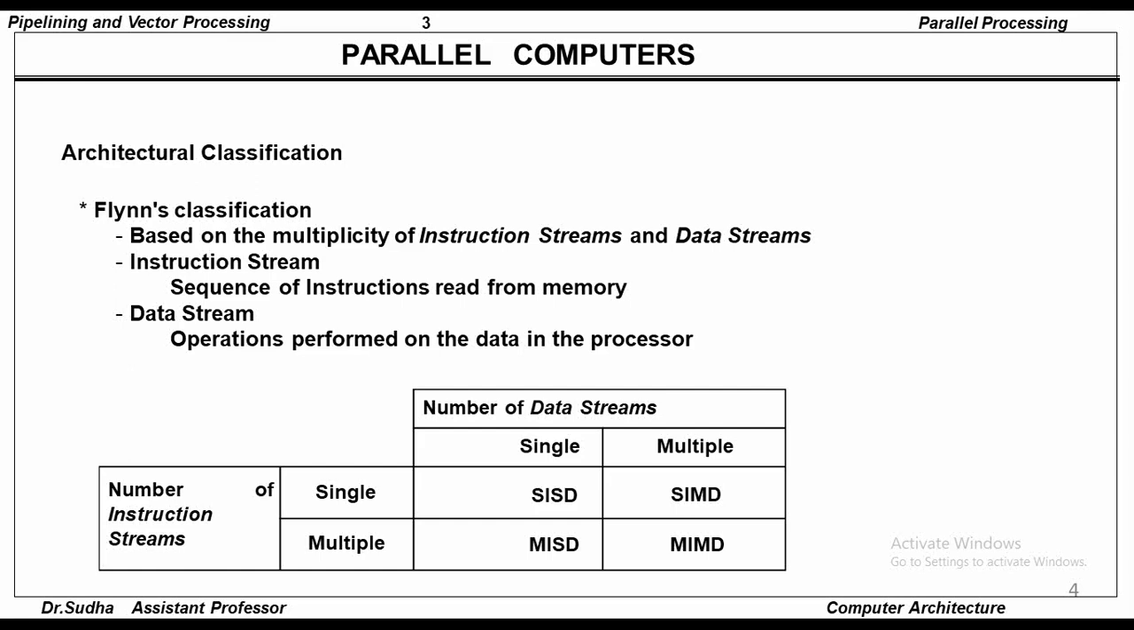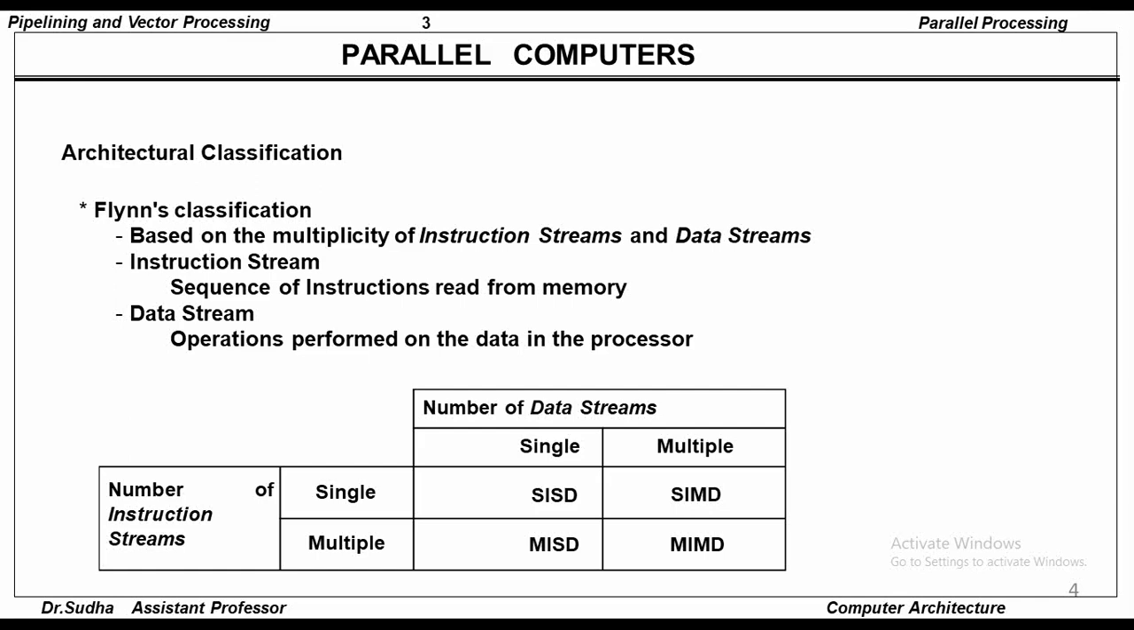Number of instruction streams: single and multiple. Number of data streams: single and multiple. SISD means single instruction stream, single data stream. SIMD, single instruction stream, multiple data stream. MISD, multiple instruction stream, single data stream. MIMD, multiple instruction stream, multiple data stream.